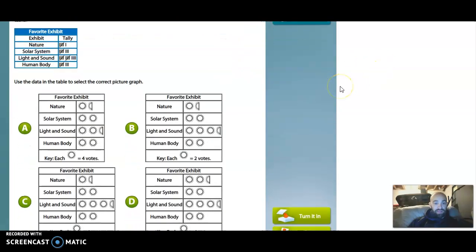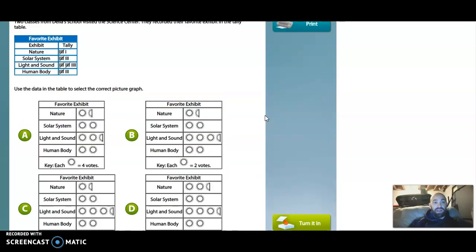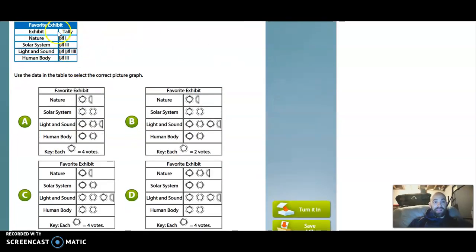All right. Scroll down here. Two classes from Delia School visited the Science Center. They recorded their favorite exhibit in the tally table. All right. So up here is a tally table. And they got to figure out which one of these is the correct graph. Only one is the correct graph.